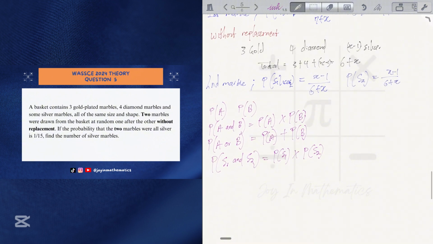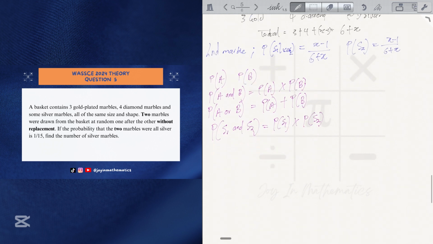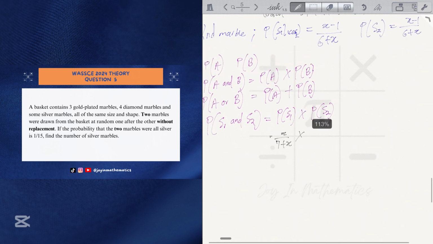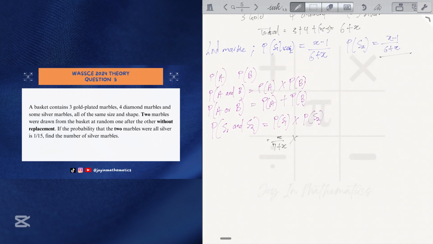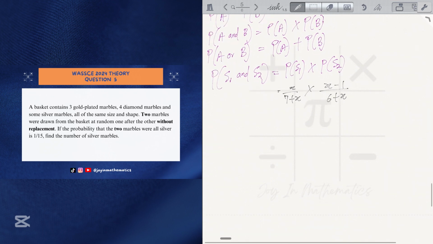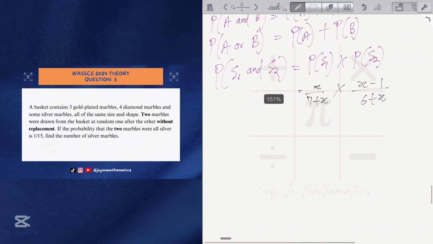Now if we go back to the solution, PS1 is x divided by 7 plus x, and PS2 is x minus 1 divided by 6 plus x. Now, going back to the question, the last line says, if the probability that the two marbles were all silver is 1 over 15.